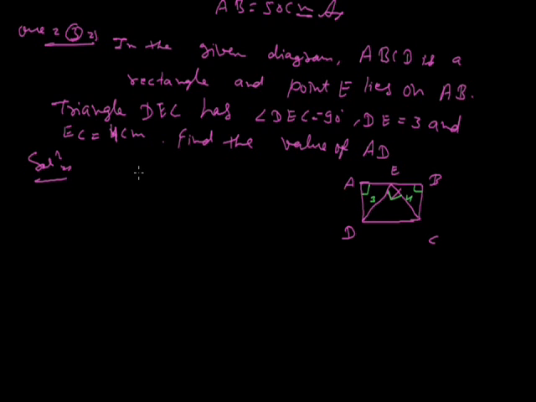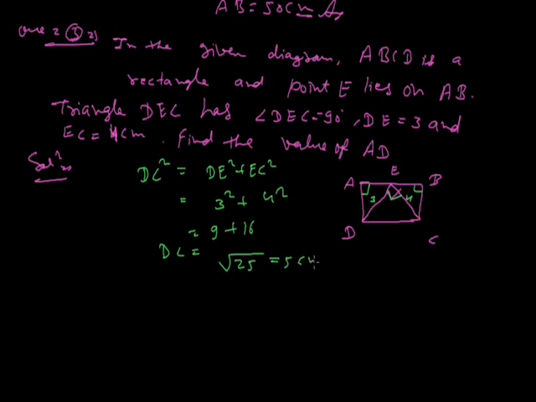By Pythagoras theorem we can easily calculate the value of DC, because DC square is equal to DE square plus EC square. DC square is equal to 3 square plus 4 square. 3 square is 9, plus 4 square is 16. The value of DC is square root of 25, which is 5 centimeters. So DC is 5 centimeters. Now we know that opposite sides of the rectangle are equal. That's why AB is also equal to 5 centimeters.